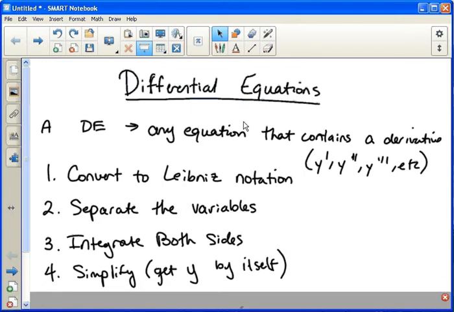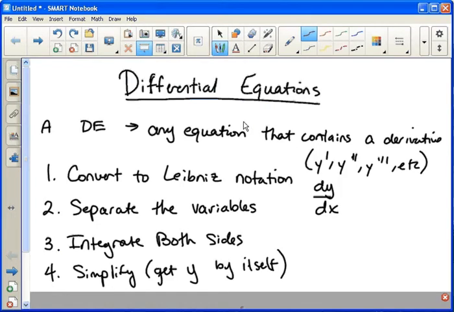The first is that you have to convert to Leibniz notation. Newton used the notation with primes, f prime, y prime, all that stuff. Leibniz used the notation dy over dx, or sometimes we'll be using dy over dt. So all that means, and you'll see this very clearly in the examples, is that anytime we have a y prime, we change it to dy over dx, or if it's appropriate, dy over dt. So that's all that first step means.